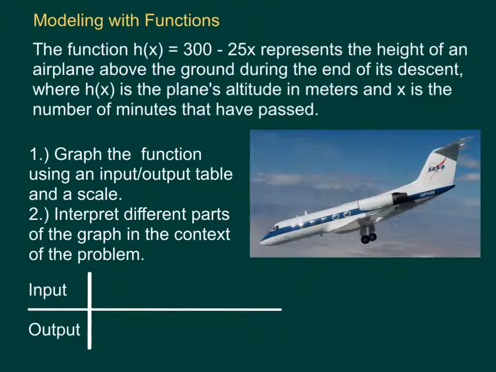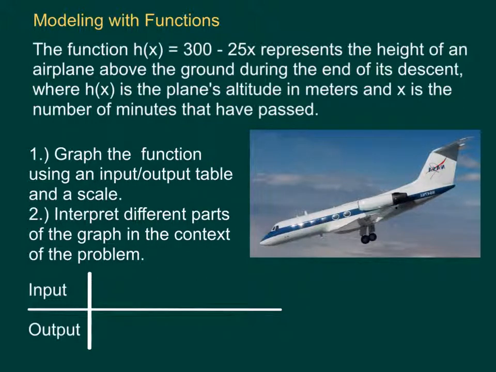All right, so let's talk about how we can model a real-world problem with a function. If we use the function h of x equals 300 minus 25x, we can represent the height of an airplane above the ground during the end of its descent, where h of x is the plane's altitude in meters and x is the number of minutes that have passed.